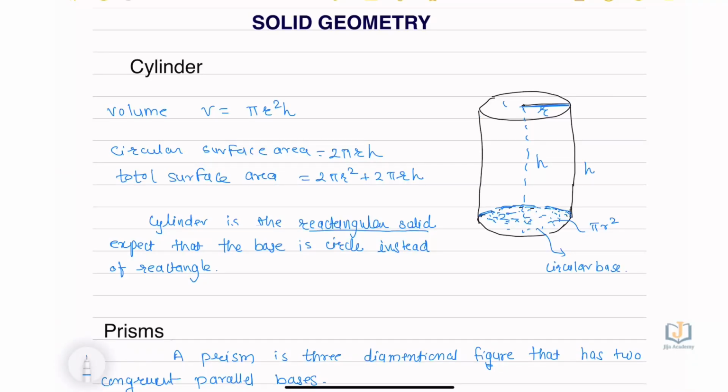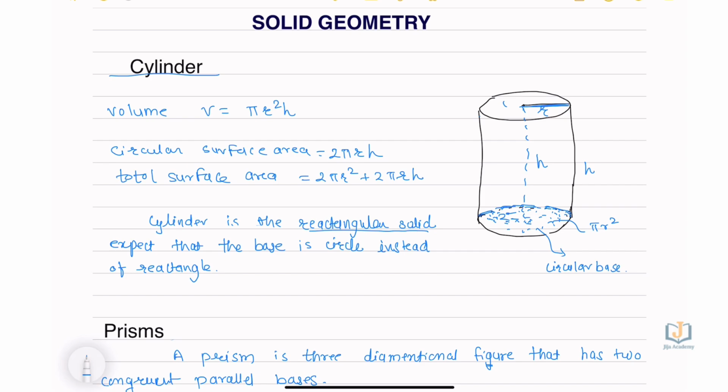Today we are diving into the world of 3D geometry, that is solid geometry, to master the surface area of cylinder and prism. Two shapes that appear constantly in exams and competitive tests, SAT and ACT. So the first one is a cylinder.